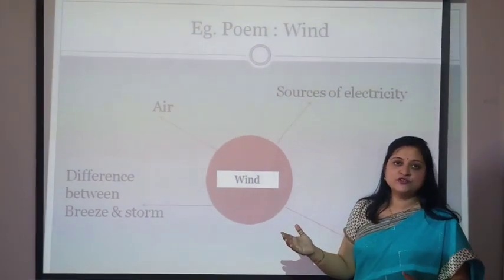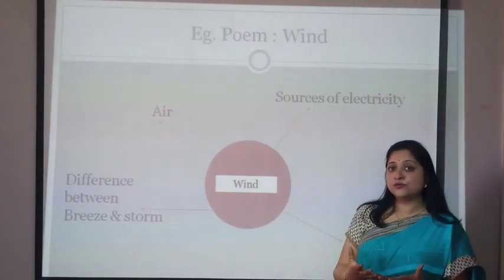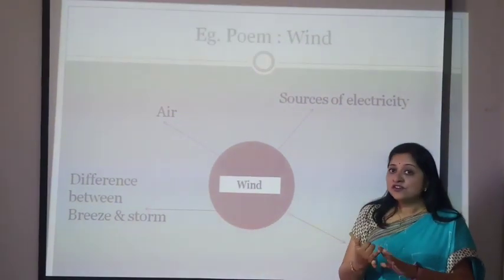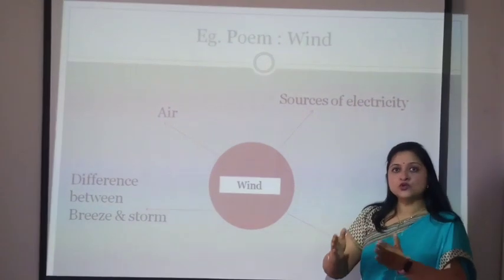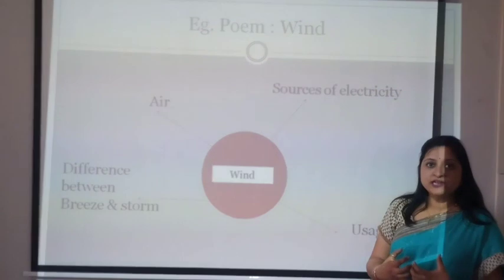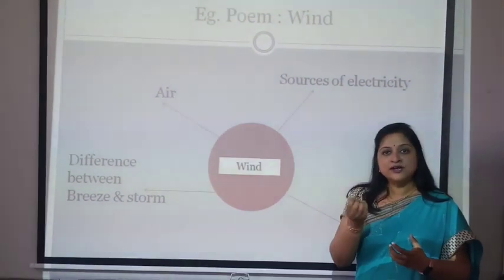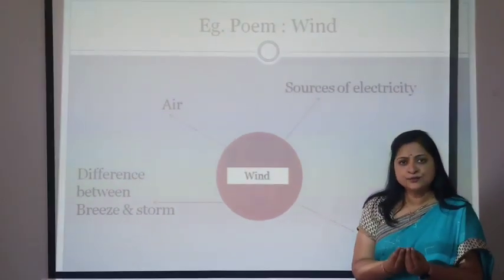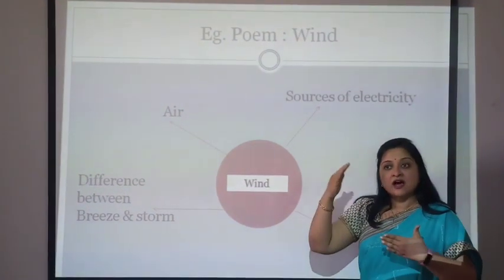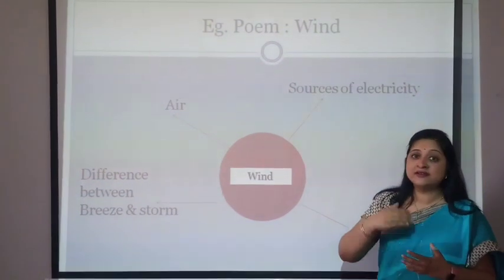Consider the first poem which these children have, Wind. The poem is about the wind. The teacher is going to talk about the air, the difference between a breeze and a storm, meaning the speed of the wind, what is the use of the wind, how electricity is generated from the wind. So right from a very simple concept of wind, we are blowing it up to a much higher level where the child is going to understand the concept with greater depth.